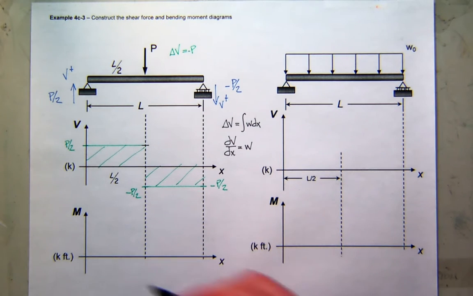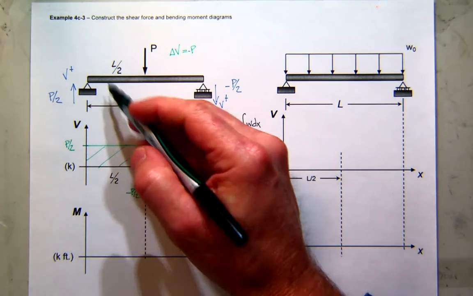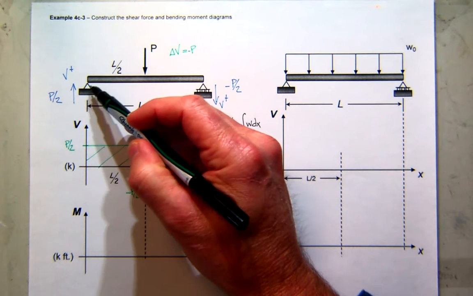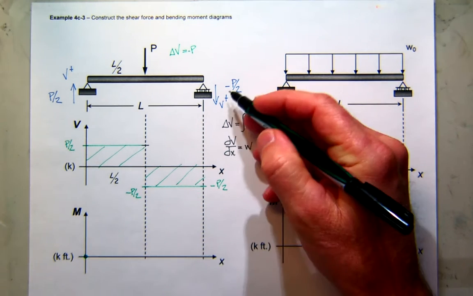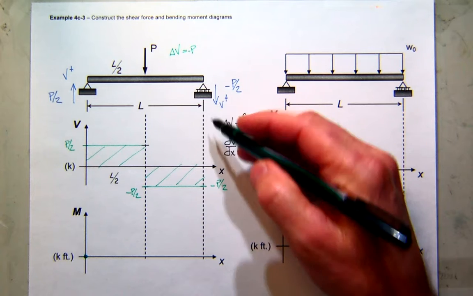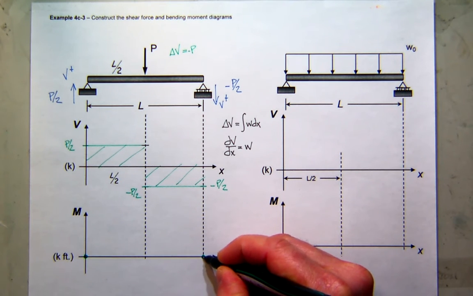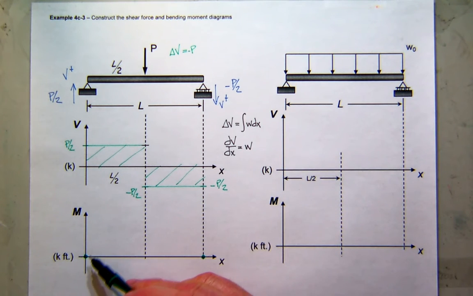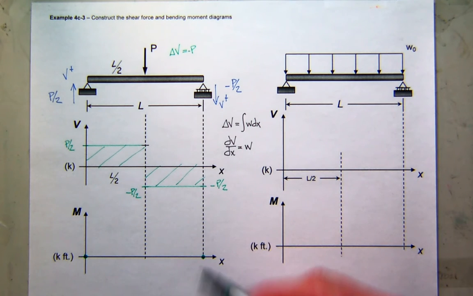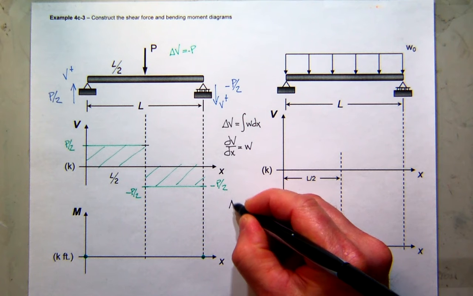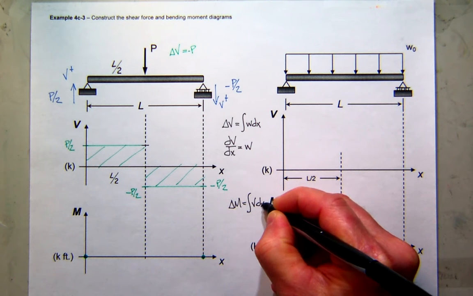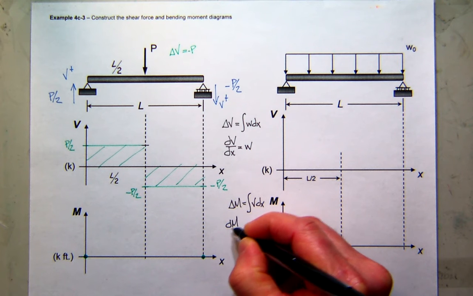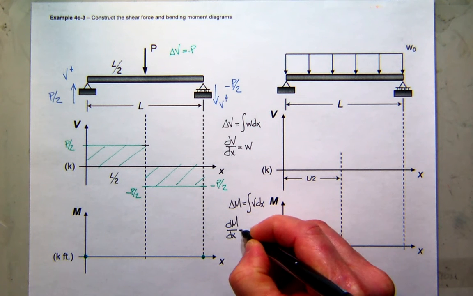Okay, so let's now move on to moment. What's the moment at the beginning on the left side? We talked about this earlier. It's 0. What's the moment on the right-hand side of this pin? Also 0. So again, I know where I've got to start my graph, and whatever it ends up, I know where it's got to end. And we've got those same two differential relationships we had before. The change in moment is the area under the shear diagram, and the slope of the moment curve is given by the shear.